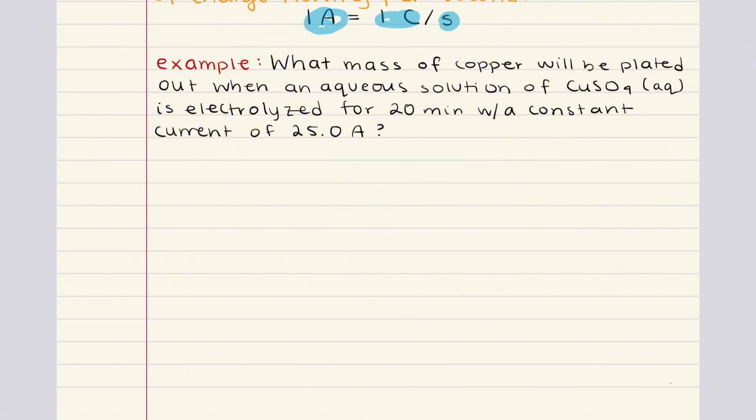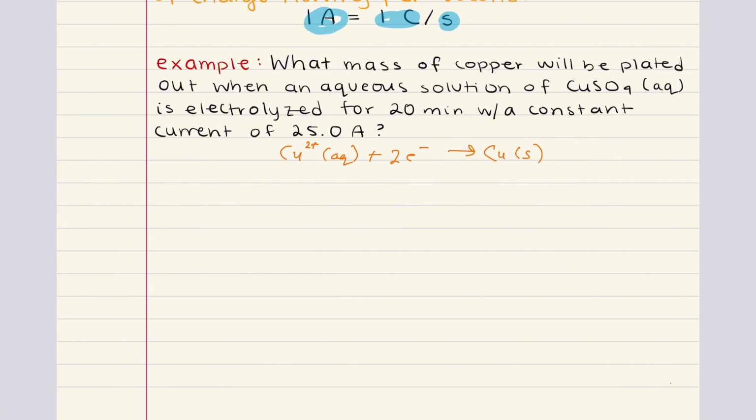However, the equation we need is not the overall balanced equation. Instead, it's the half reaction, which indicates how many moles of electrons are transferred per mole of reactant or product. In this equation, copper is being plated out of a solution of copper sulfate. The oxidation state of copper in copper sulfate is +2, so the relevant half reaction is Cu2+ in aqueous solution plus 2 electrons gives us solid copper.